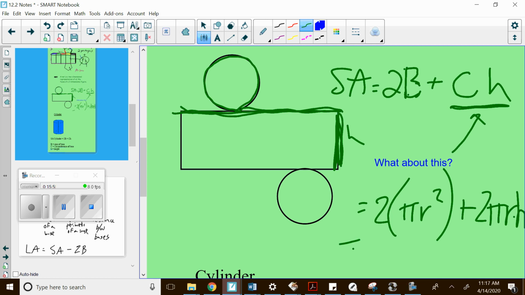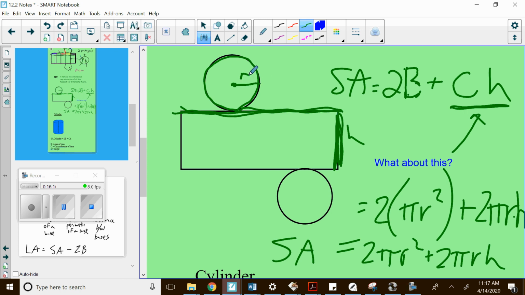So actually what this ends up being, and you'll want to write this down, the surface area of any cylinder is 2 pi r squared plus 2 pi r h. Okay, r is the radius of the circle, and h is the distance between your bases, or the distance between your circles in your cylinder.